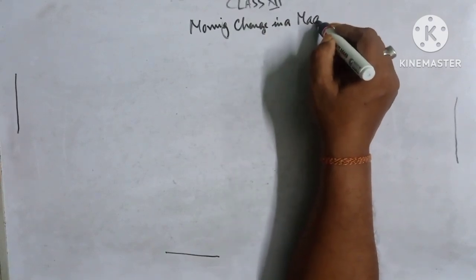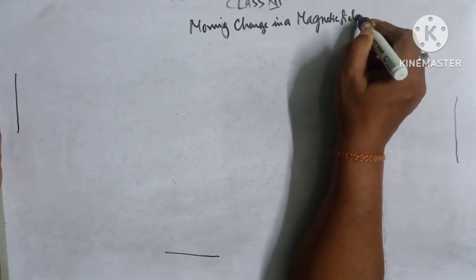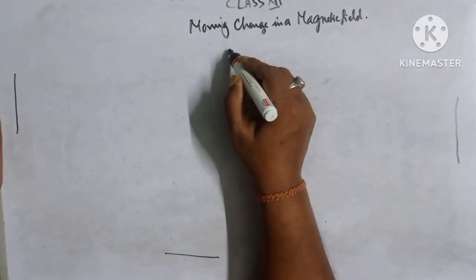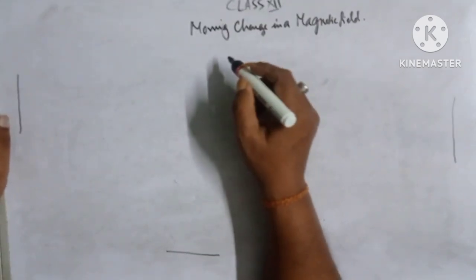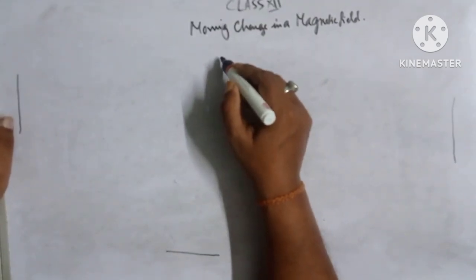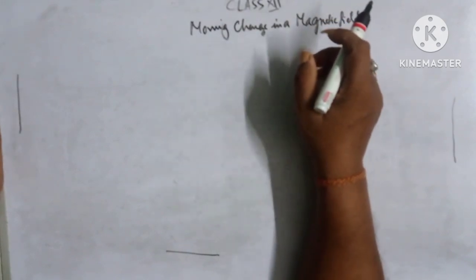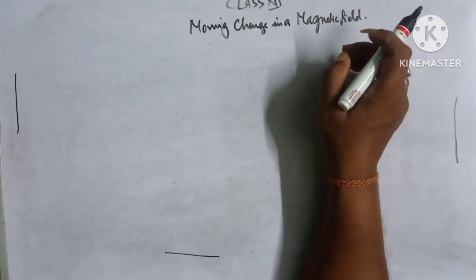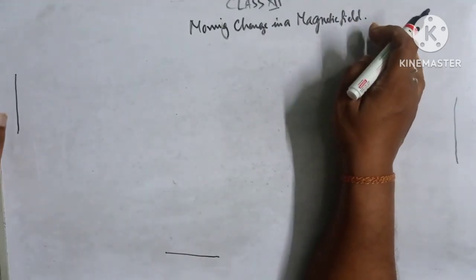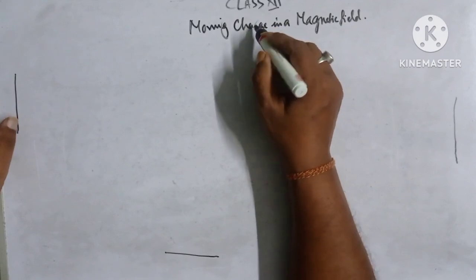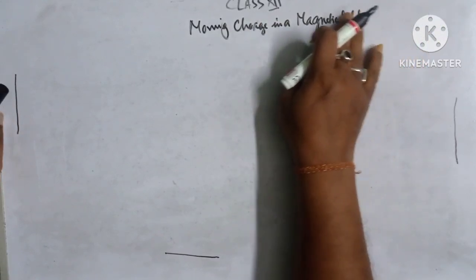Moving charge in a magnetic field. So first of all, let us consider a conductor. So today's topic is moving charge in a magnetic field. So let us start.